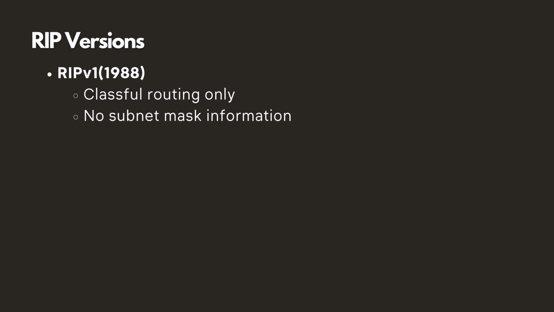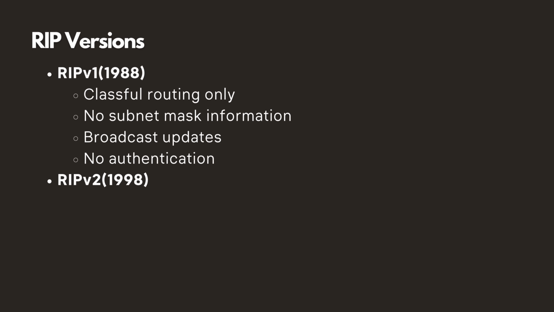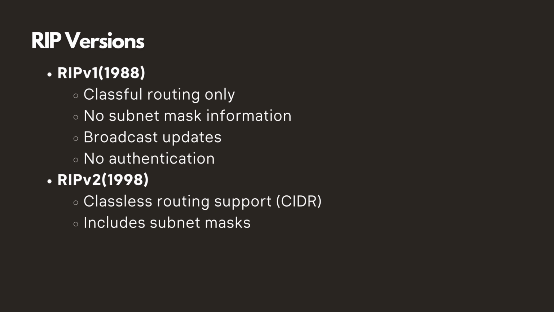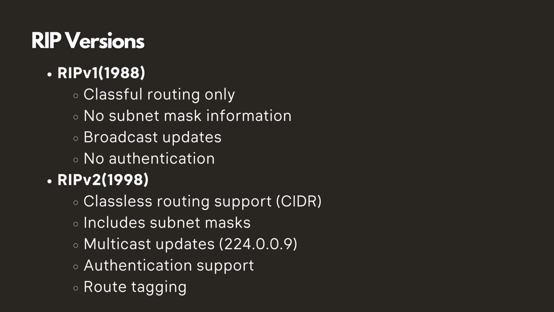There are two known RIP versions. First is RIP version 1, which was formally documented as an RFC in 1988. It only has classful routing, no subnet mask information, broadcast updates, and no authentication. Eventually, it was enhanced to RIP version 2 in 1998 to fix its limitations. RIP version 2 has classless routing support, includes subnet masks, multicast updates, authentication support, and route tagging.